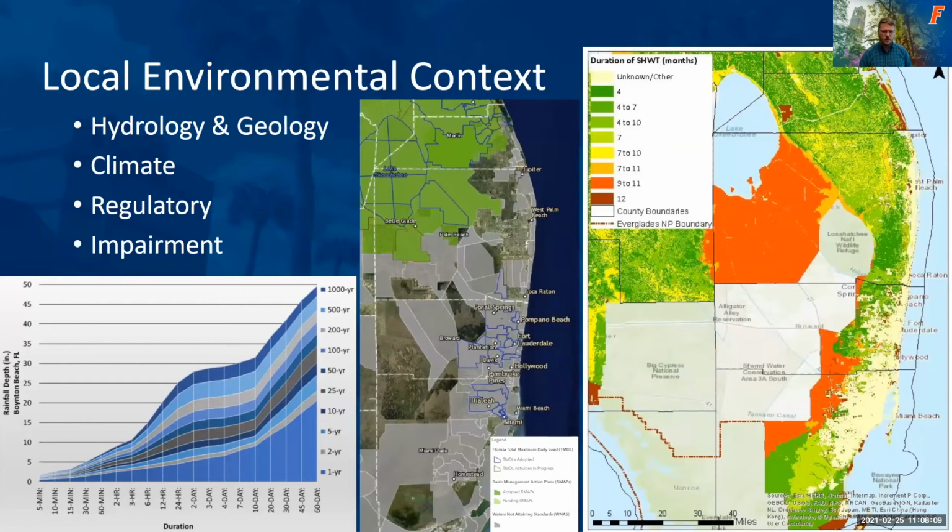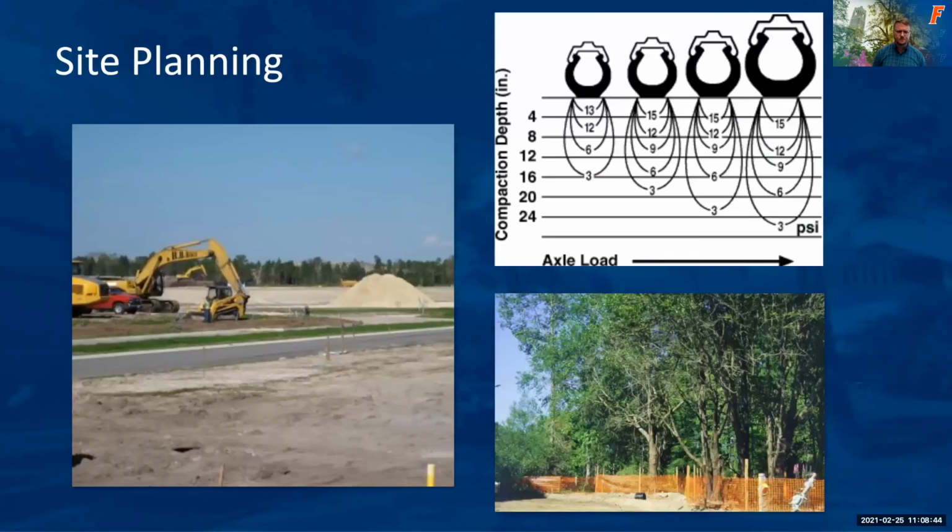The local environmental context really comes into play here, with the hydrology and geology of the area. What's the climate? We get about 50 inches of rain up here. I think down there you're getting closer to 60 inches of rain. The timing during the year of when rainfall comes is different. And there are other regulatory aspects that need to be accounted for from different water management districts and different municipalities. And then also understanding the causes and the drivers for impairment, or water bodies that are not meeting their intended water use.